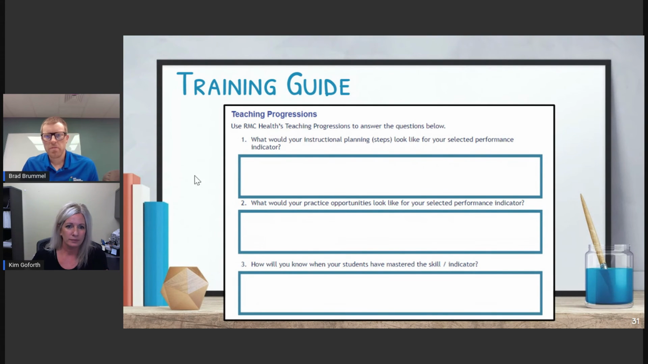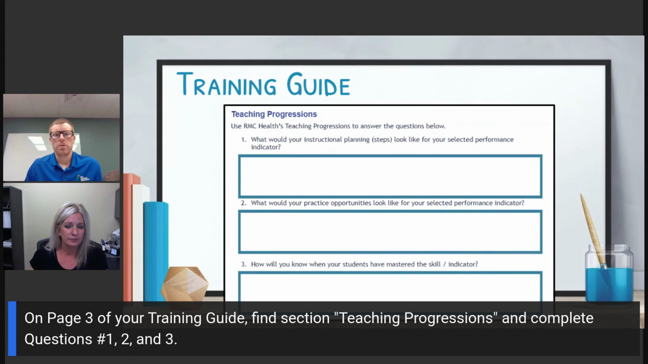So next, we would invite you to do the same thing Kim just went through, but with your selected performance indicator. So what would your steps look like? Maybe what sub-skills are you going to focus on? What would your instruction look like? And then question 2, what would your practice opportunities look like for your students? What will students be doing? And how will you know when your students have mastered the skill or indicator? So on page 3, complete those 3 questions related to the teaching progressions.